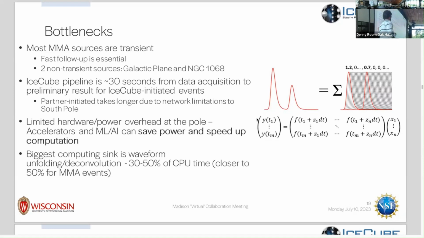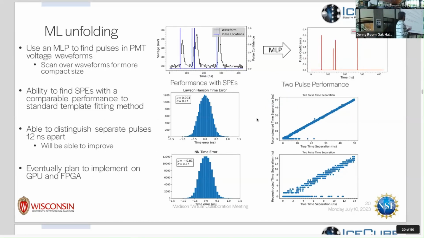And currently, 30 to 50% of the CPU time at the South Pole is just dedicated to this unfolding. And so this is a prime candidate for acceleration using different ML methods possibly, or just different things other than CPU like GPU or FPGA. So this is something that we're working on now, developing a simple algorithm for unfolding using machine learning. And we have some preliminary results where we have a compact small MLP and we just scan it over the waveforms, and we've trained this MLP to just look for photon hits.